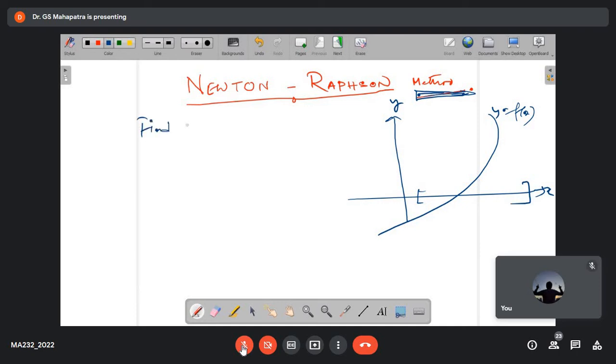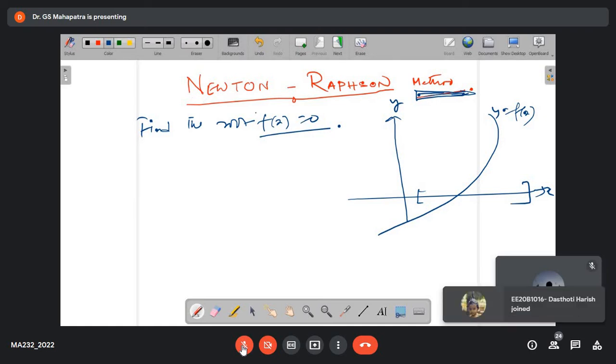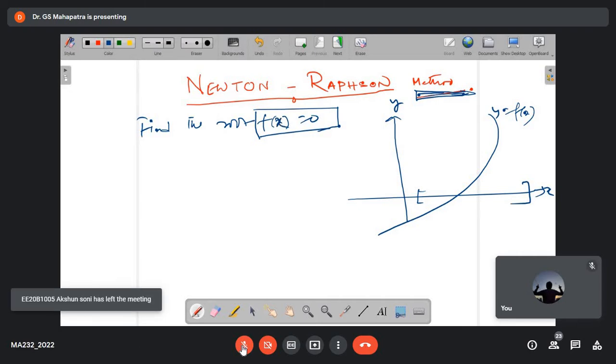The question is to find the root of f of x equals 0 for this equation. So now the method name is the Newton-Raphson method. Using this method, we have to find the root of this equation f of x equals 0. Fine. So what is the mathematical concept? First, we will discuss the graphical concept of the solution. So it is A0 and B0.